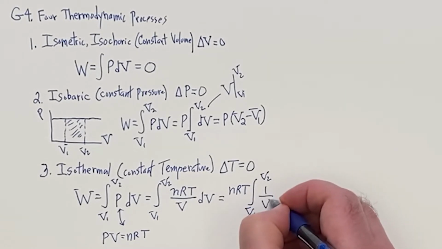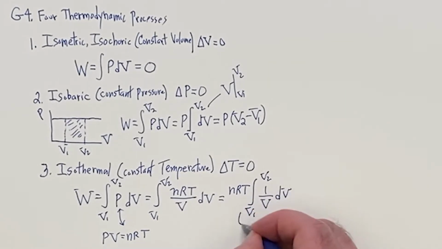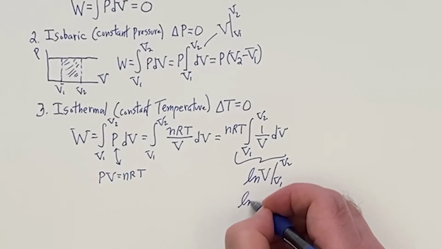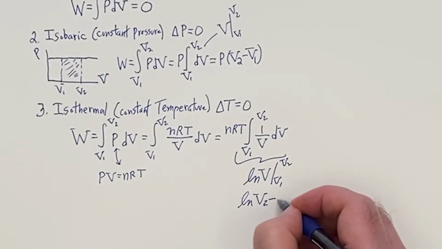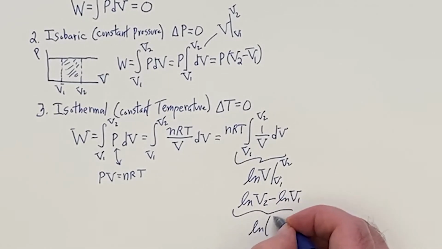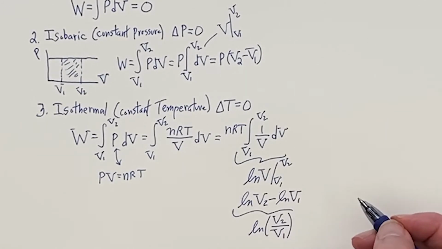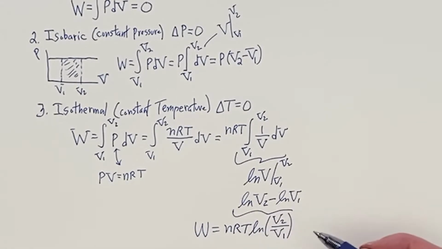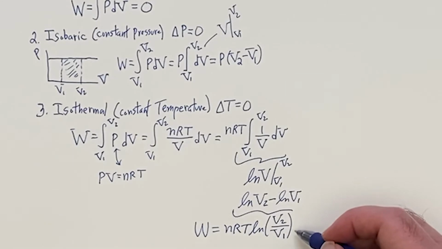Then I have 1 over V dV, and this is the natural logarithm of V. And we go from V1 to V2. That'll get us the log of V2 minus the log of V1. And remember how logs work, that's the log of the ratio. So the work is nRT, T is constant, you get this nice formula.